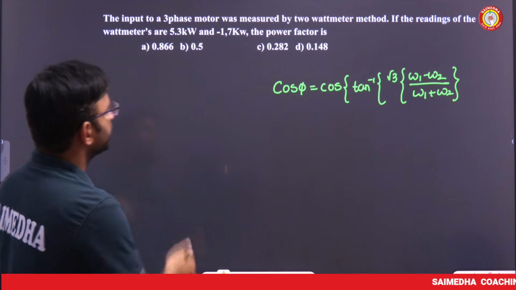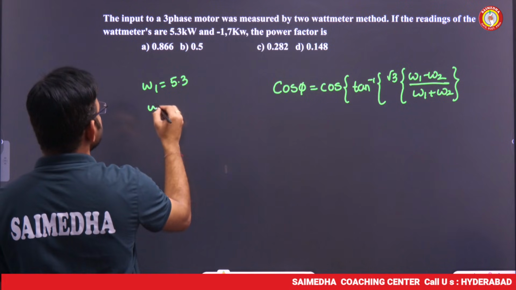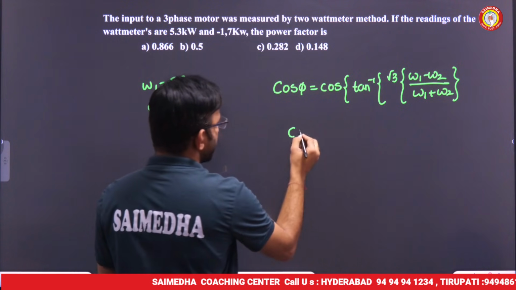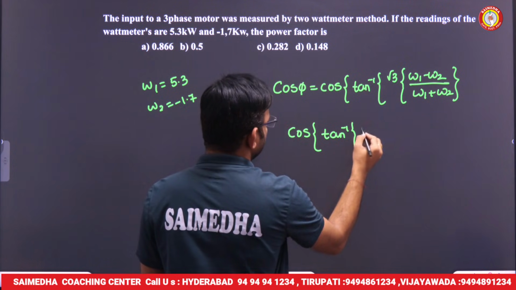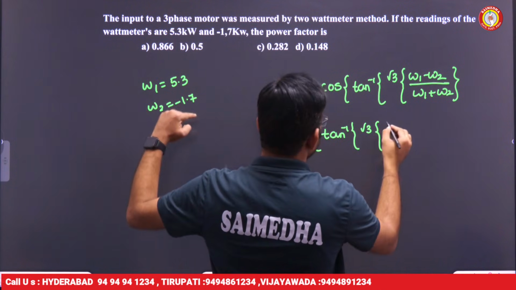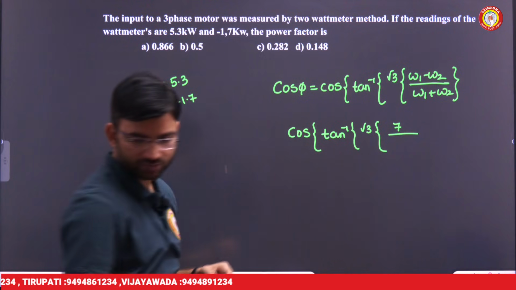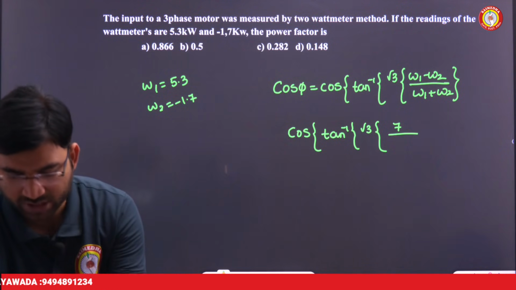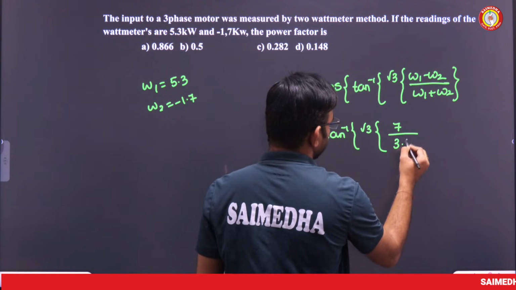So the wattmeter readings were given. W1 is given as 5.3 and W2 is given as minus 1.7. Just try to substitute over here: cos of tan inverse of root 3 into (W1 minus W2), that is 5.3 plus 1.7, which is 7, divided by (W1 plus W2). So how much will you get? W1 plus W2, if you do that, you will get around 3.6.